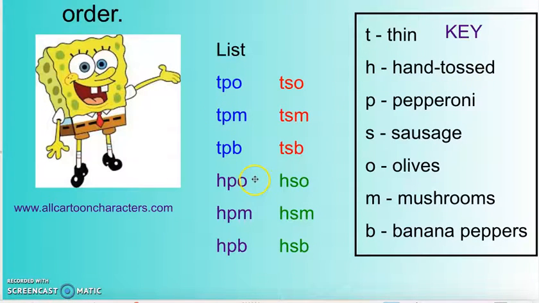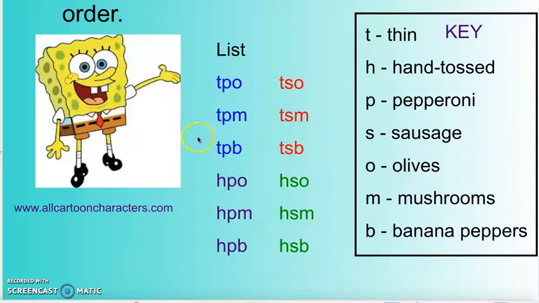But on the other hand, SpongeBob can order a pizza that's hand-tossed. And so I need to start all over and create the same options but put hand-tossed in there. So I'm going to do hand-tossed, pepperoni, and olives; hand-tossed, pepperoni, and mushrooms; hand-tossed, pepperoni, and banana peppers. And then start all over again, and let's use sausage as our meat. So hand-tossed, sausage, and olives; hand-tossed, sausage, and mushroom; and then hand-tossed, sausage, and banana peppers.